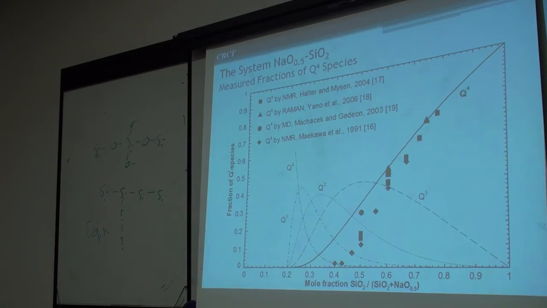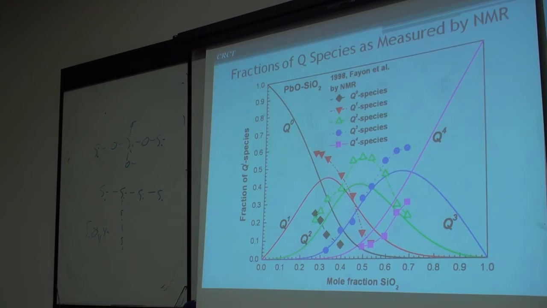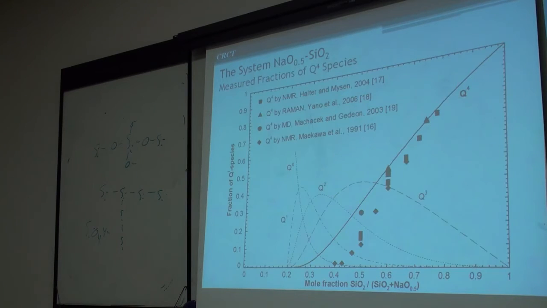This is system sodium oxide silica. Actually, you can see in the lead oxide silica, well, maybe you can't. Okay, this would be the Q4 species that were measured by different techniques, by nuclear magnetic resonance, by Raman, by molecular dynamics calculations, by NMR, by different people. They measure the number of Q4 species, and you see that there's hardly any Q4 species until you get into the acid region, and then it starts to go up very, very rapidly.